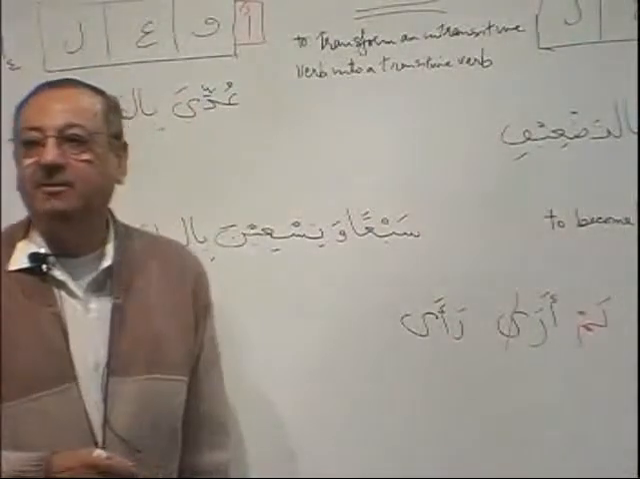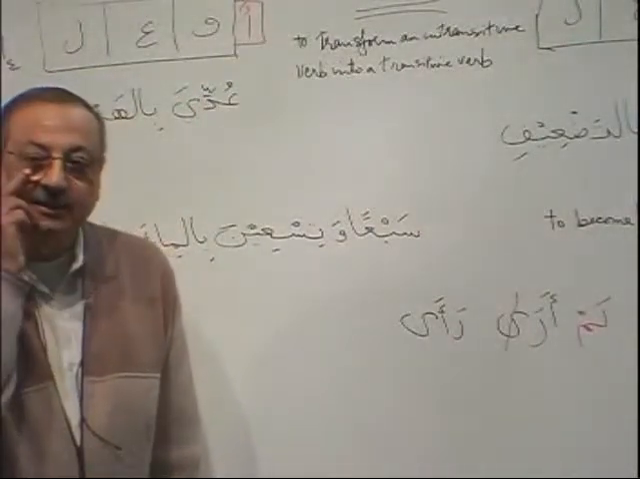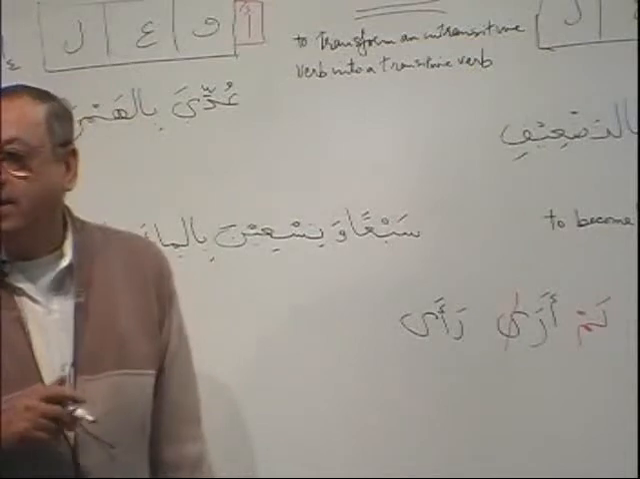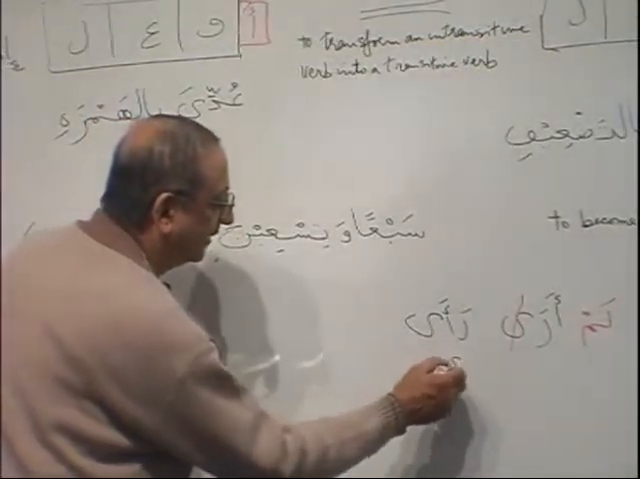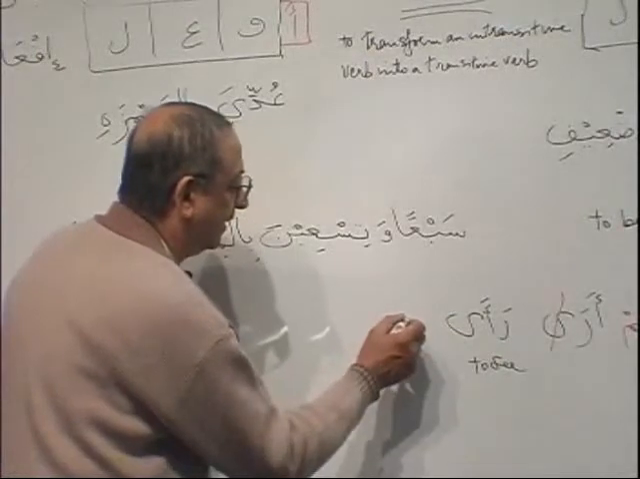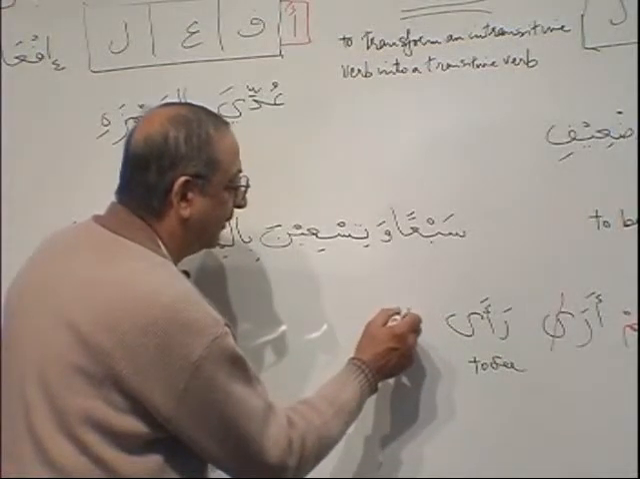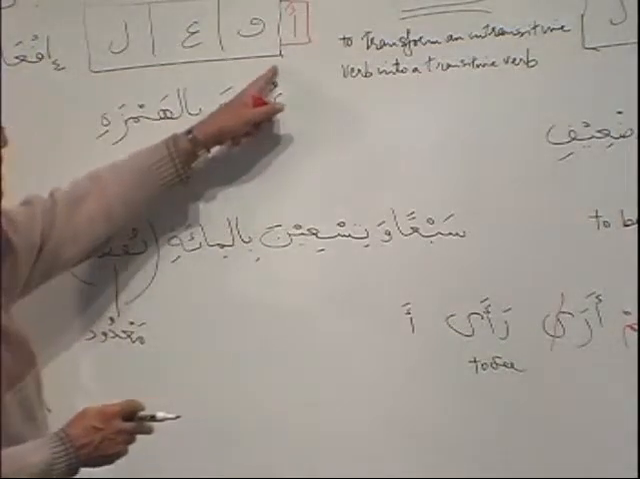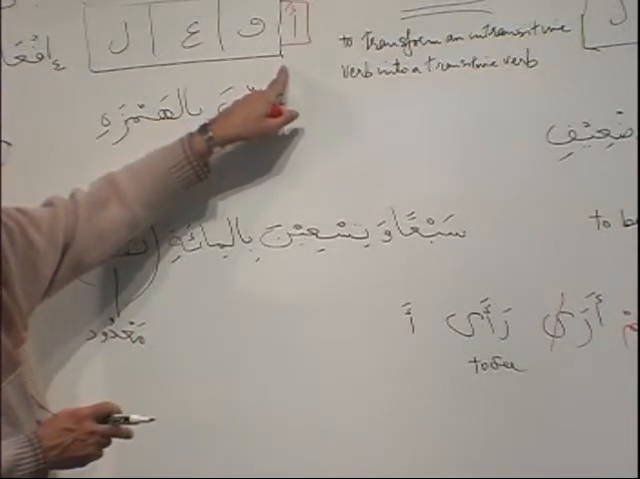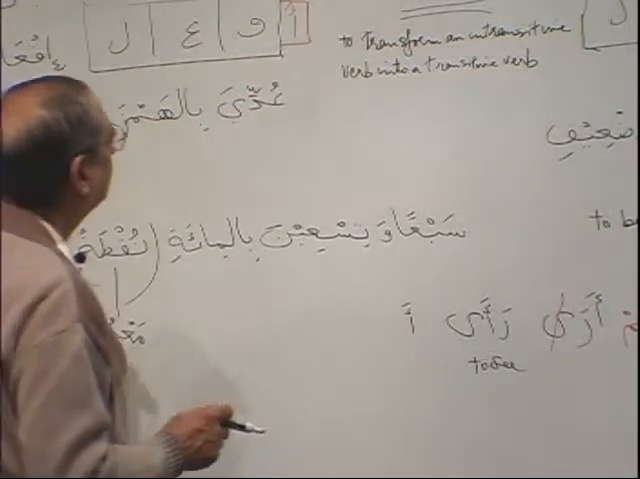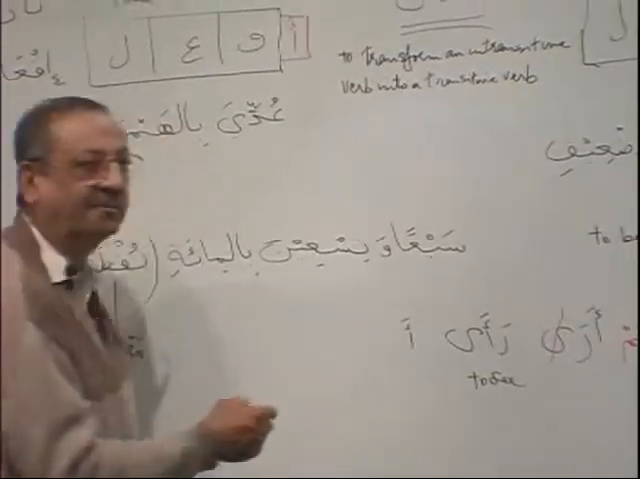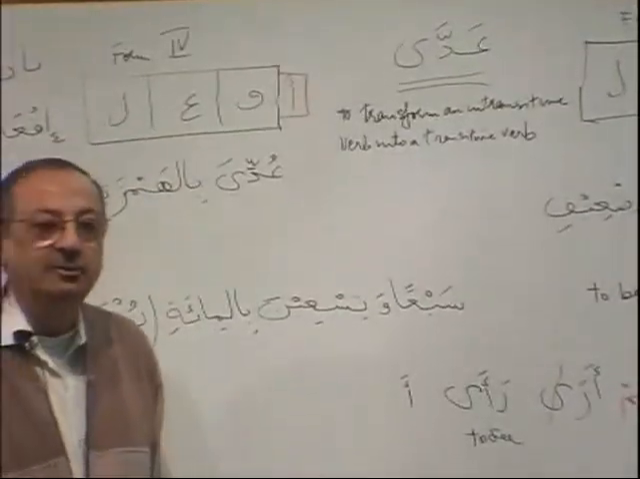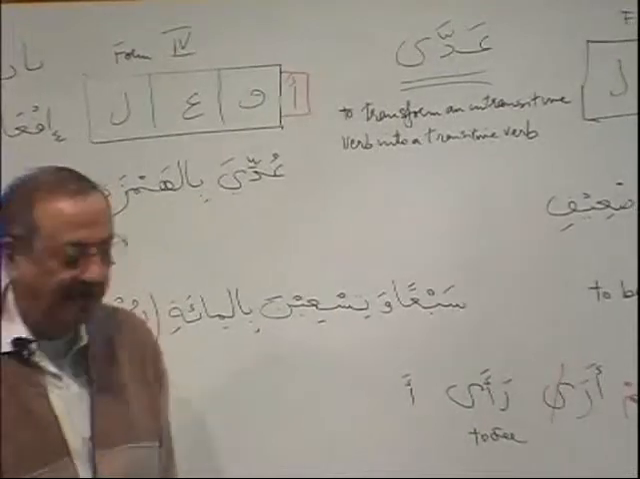Ra'a. How many mafulun bihi? To see, one. Change into form 4. This is "to see." And then we bring the Hamza. Hamzatul Tahdiyati, the Hamza that makes the verb transitive.